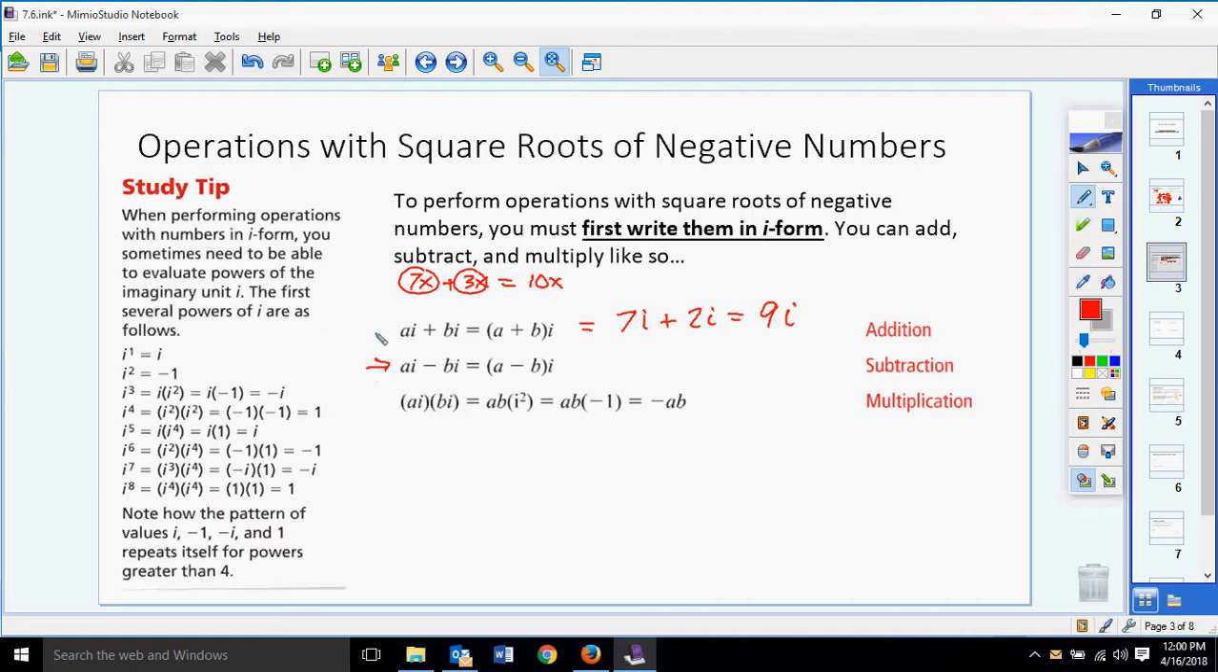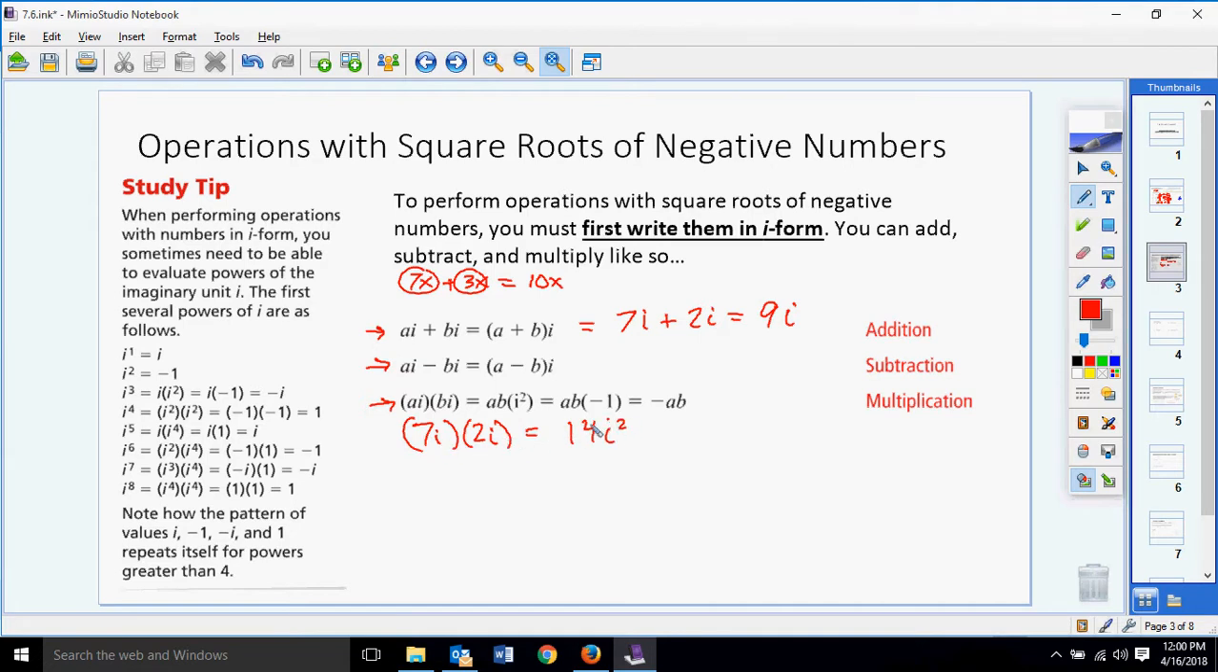Right here is subtraction, this was addition. And then we have the multiplication rule. Let's say we have 7i times 2i. That means we're going to multiply our numbers. 7 times 2 is 14. And then we're going to multiply our i's. I squared is what we'd get, I times I.